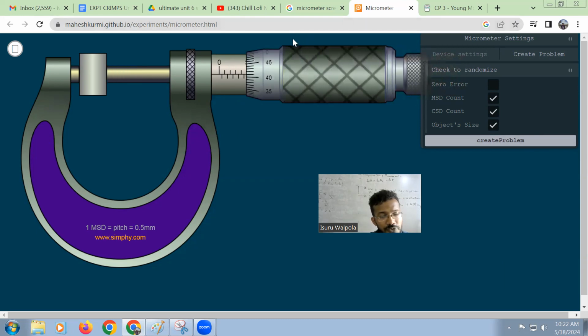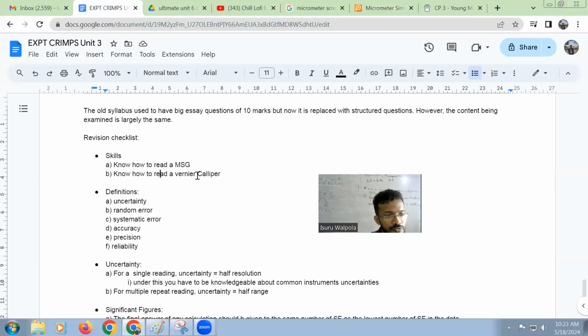If you're unsure of how to use a micrometer screw gauge and vernier caliper, I'm sure there is a short YouTube video that you can find. If not, send me a text. For the vernier caliper also, similarly, you can search and find a simulation to practice your skill. And if you don't have the skill, check a short 5-minute YouTube video. If not, text me.